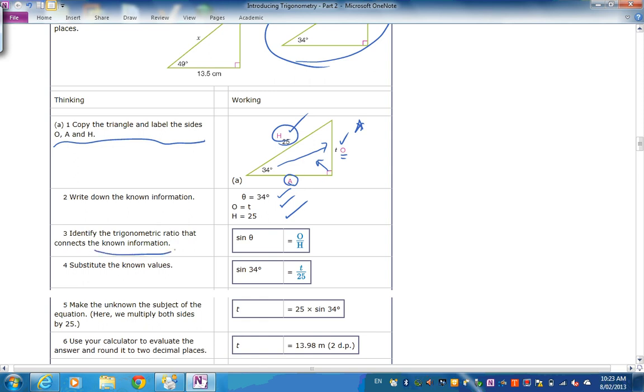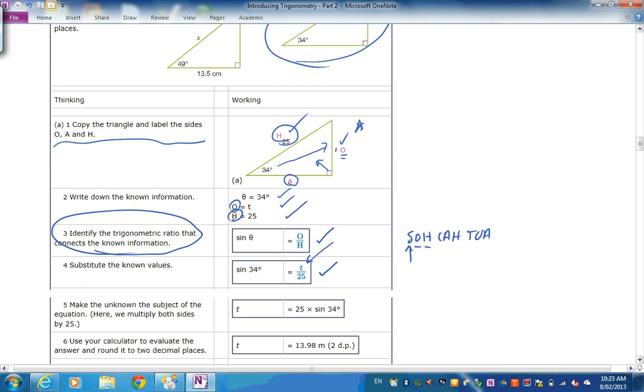Identify the trig ratio. What is it? SOHCAHTOA. Okay, let's see how we use SOHCAHTOA. We've got an angle, and we've got opposite and hypotenuse. Which one's got that? Opposite and hypotenuse. We need sine. So that helps you identify which ratio to use. You write it down, you put in the numbers, the sine of 34, well, we're missing this, so we have to put a letter instead of the number.